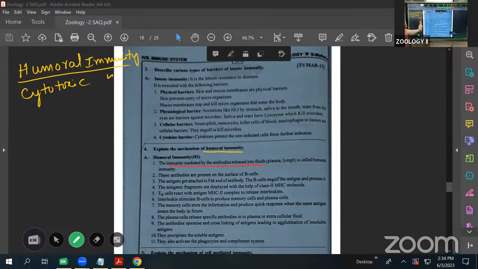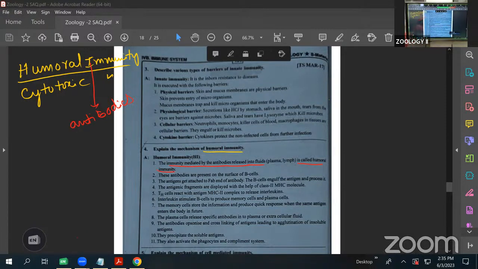In this immunity, the antibodies only take the main role and kill the antigens. In humoral immunity, humors means the blood or lymph. Inside of the fluids only, the antibodies are present, and those antibodies kill the antigen. That's why it is called humoral. Humors means the blood and lymph liquids. The immunity mediated by the antibodies released in the fluid is called humoral immunity.